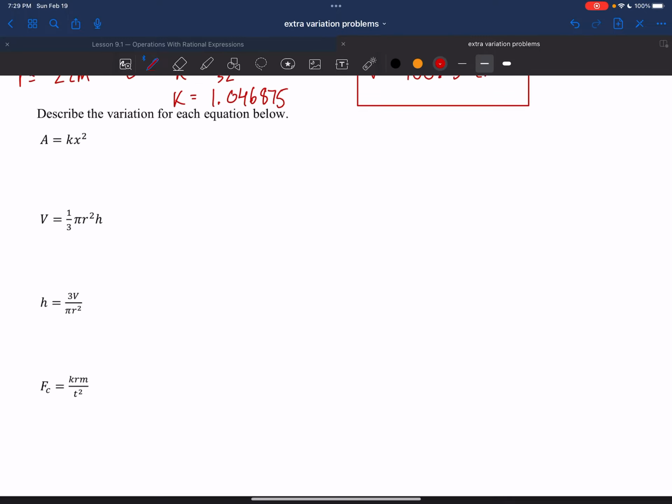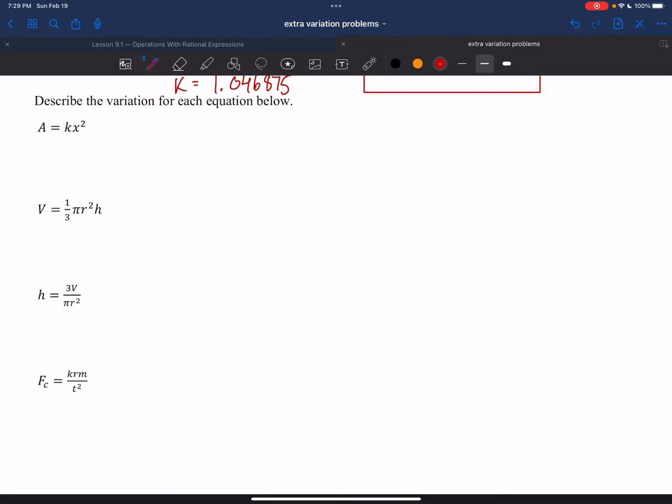We also are going to have some description of variation equations. So let's describe these in words. I noticed that in class, this is maybe one of the few things we struggled with more. And that's okay. You guys are doing this for the first time, you're learning. It's okay to struggle. So let's describe the variation for each equation.